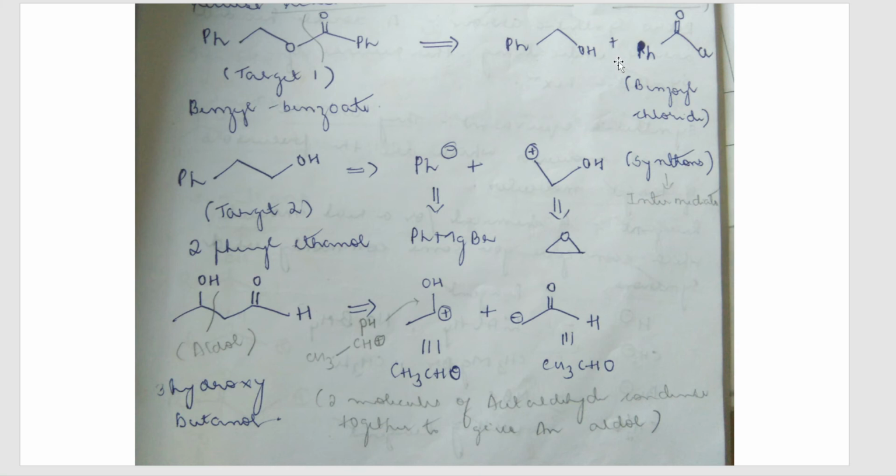So now here there are no synthons. Directly they have written the synthetic equivalent. If you had to write the synthons, how would you write? PhO minus, and here PhC double bond O, C plus. Okay, and then that would be the synthons, and then you can write these two as the synthetic equivalents. Here they have written the synthons.